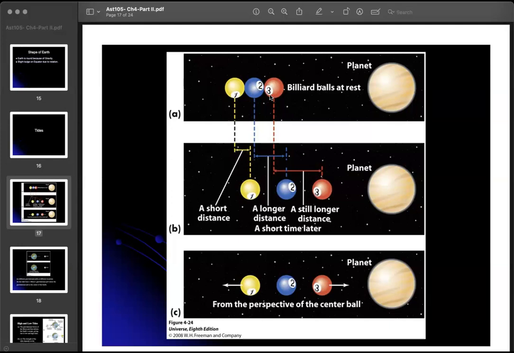But if you look from the point of view of the middle ball, it will seem that both the red and the yellow ones are trying to get away. And if these three balls were attached together with some kind of an elastic material, then the effect this differential gravity would have would be to stretch this along the direction of the gravity. So that's important. Stretching along the direction of gravity, that is called the tidal effect of gravity.